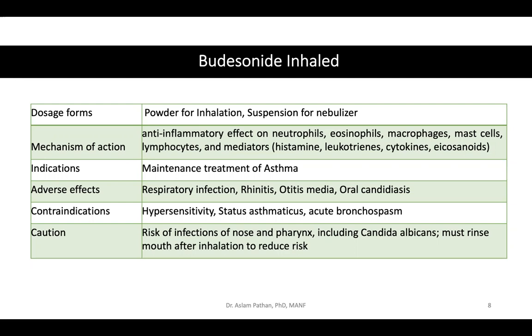Cautions: risk of infection of the nose and pharynx, including Candida albicans, which is a fungal infection. So the patient must be advised to rinse the mouth after inhalation to reduce the risk of infection.